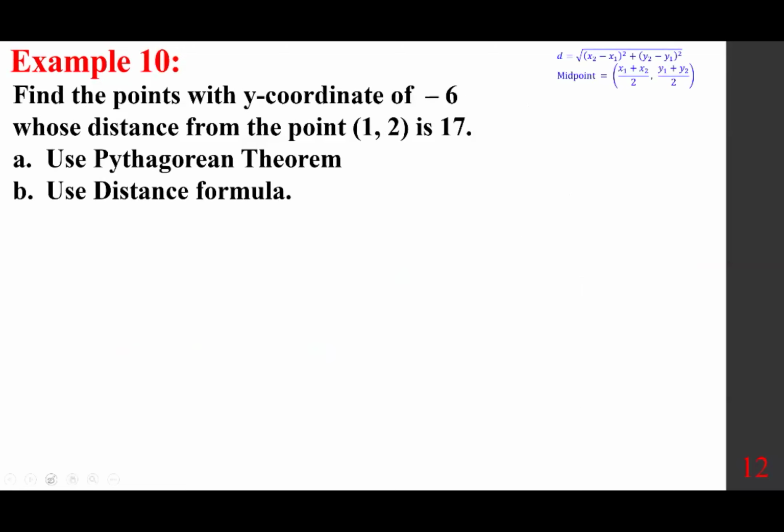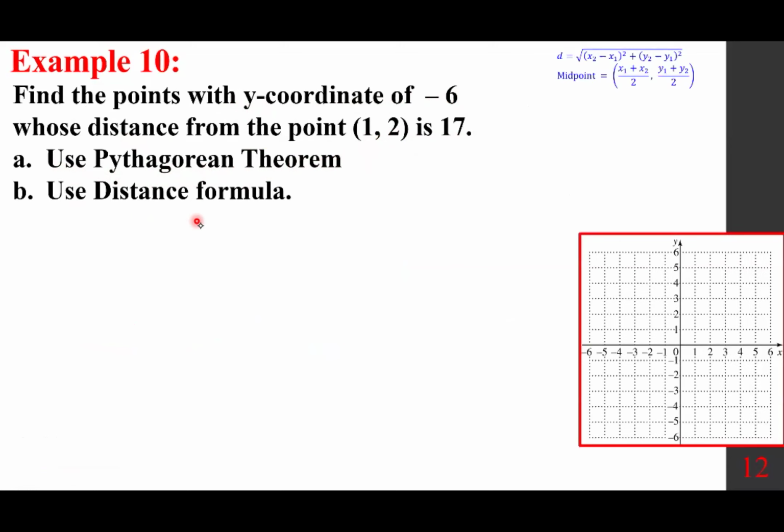It's an interesting question. Let's quickly look at it. We want to find the points with y coordinate of minus 6, whose distance from the point 1, 2 is 17. And we want to use two different methods. We want to use the Pythagorean theorem, and the distance formula. Let's see how we tackle that.